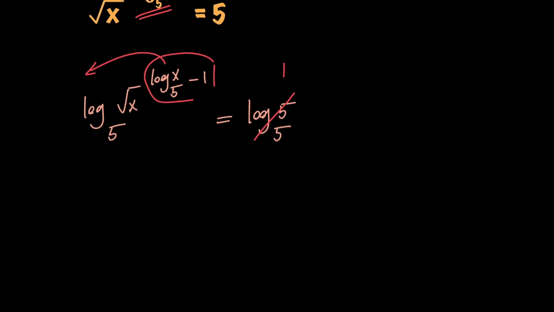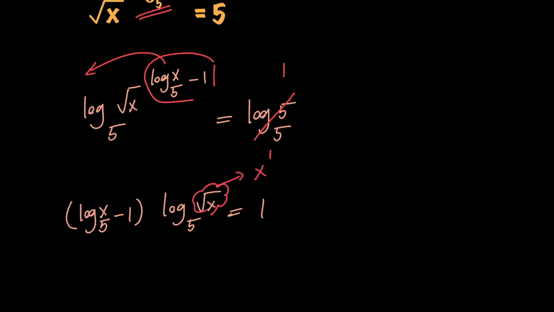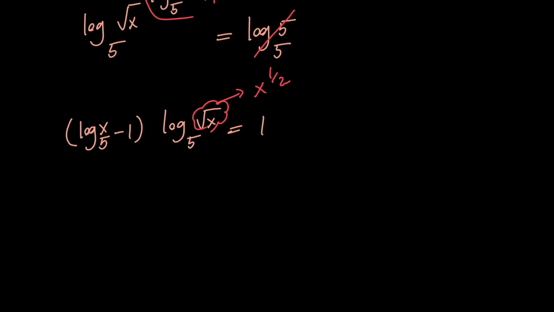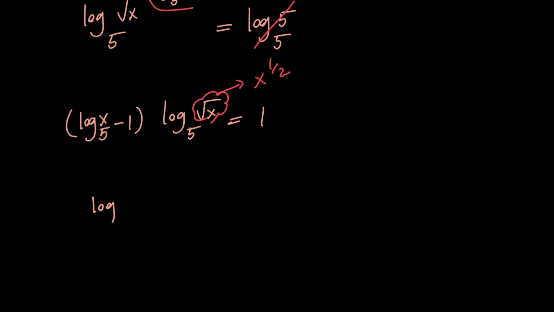So we're going to have log x with base 5 minus 1, that's the power, times log of root x with base 5 equals 1. Now notice that the square root of x can be replaced with x to the power of 1/2. So we can say that we have log x with base 5 minus 1 times log of x to the power of 1/2 with base 5 equals 1.